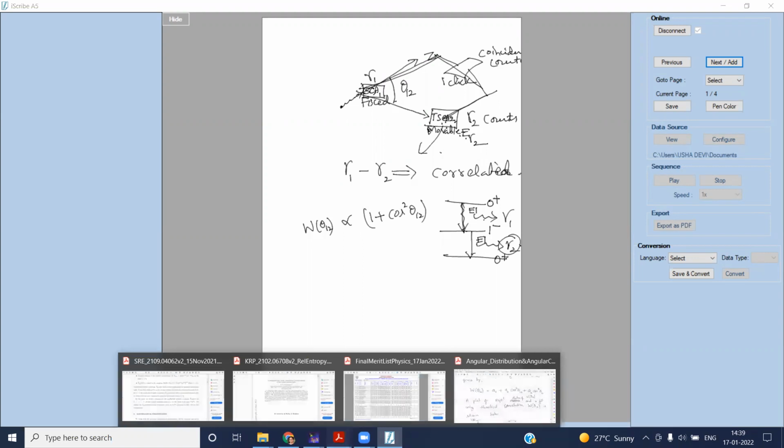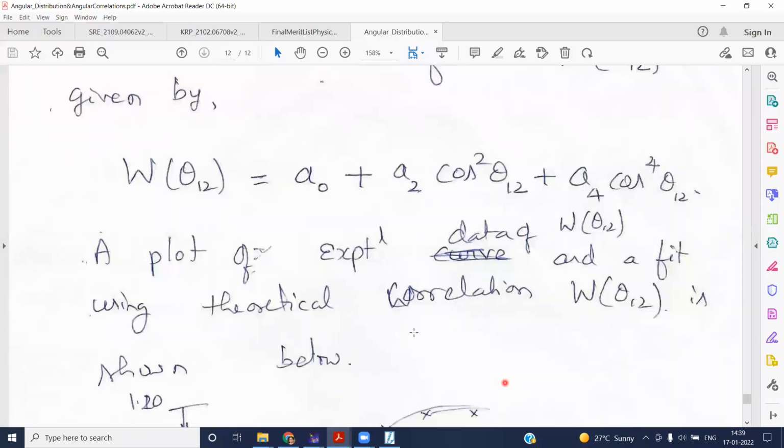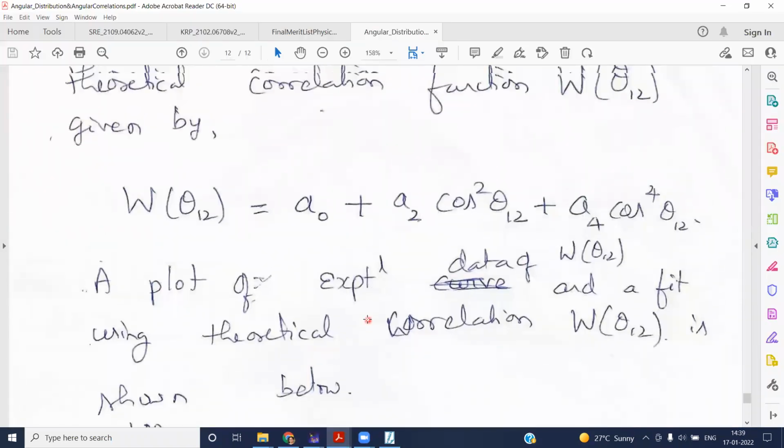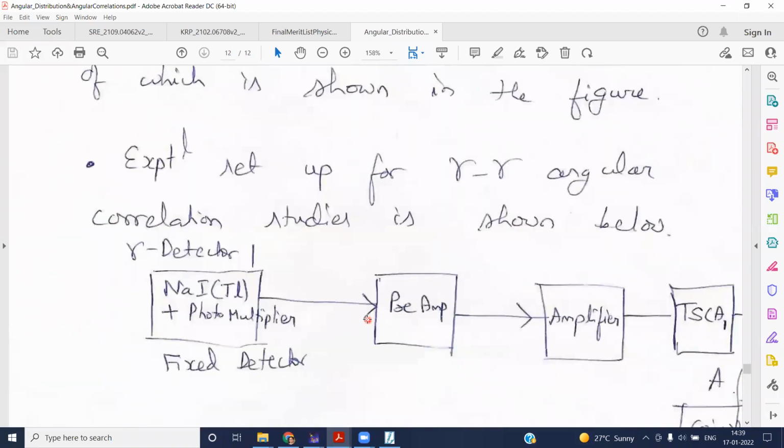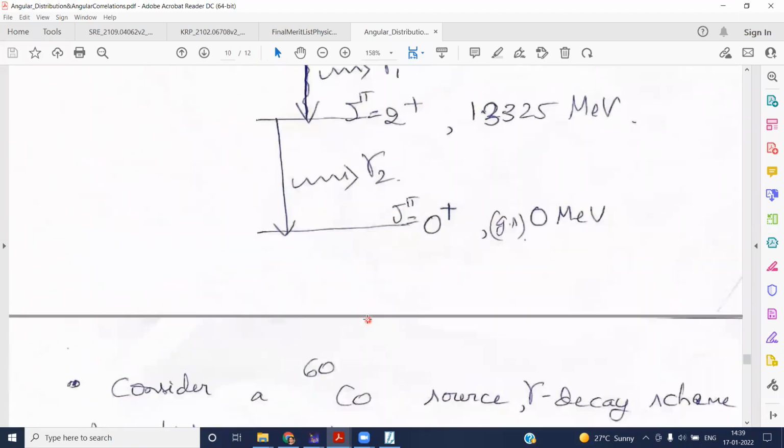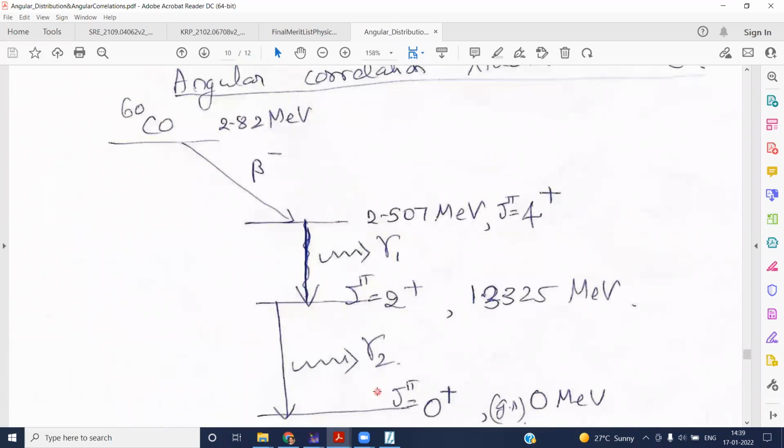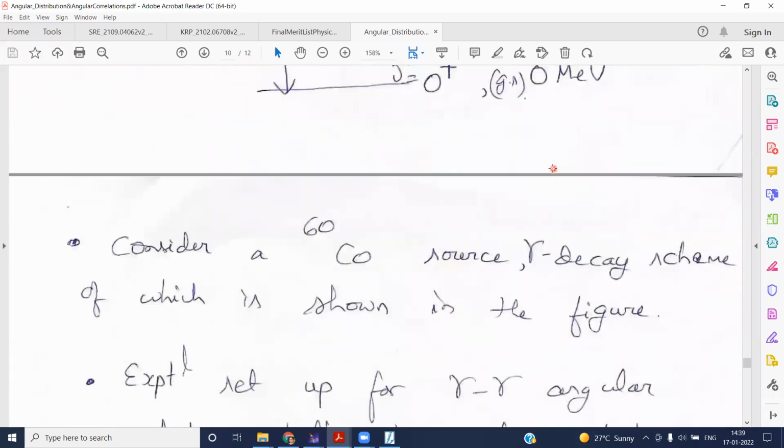But now I am telling you about cobalt 60. What is the cobalt 60 angular correlation spectroscopy? This has 0 plus, 2 plus, and 4 plus. These are the energy levels. With that, it's not 0, 1, 0 like earlier. For this also, I can sit and calculate what the theoretical correlation function is.